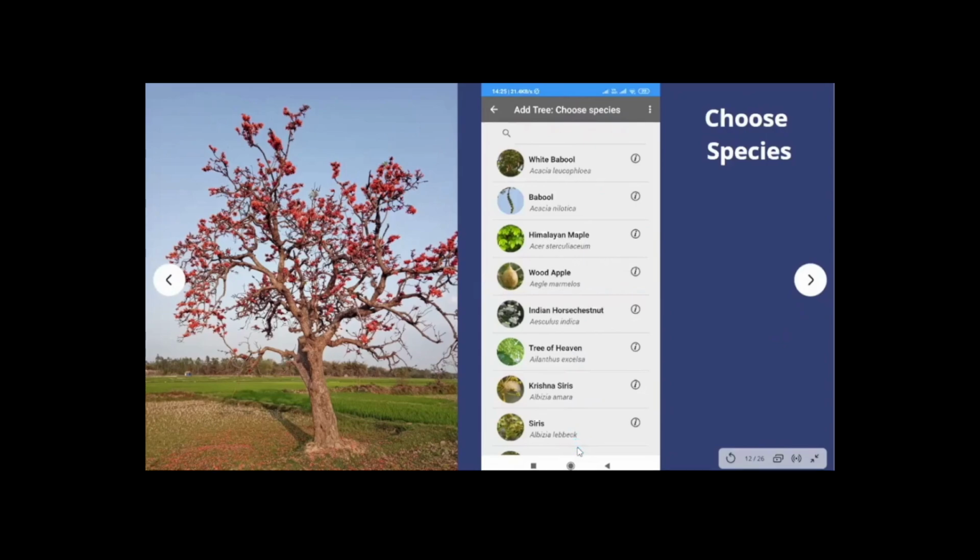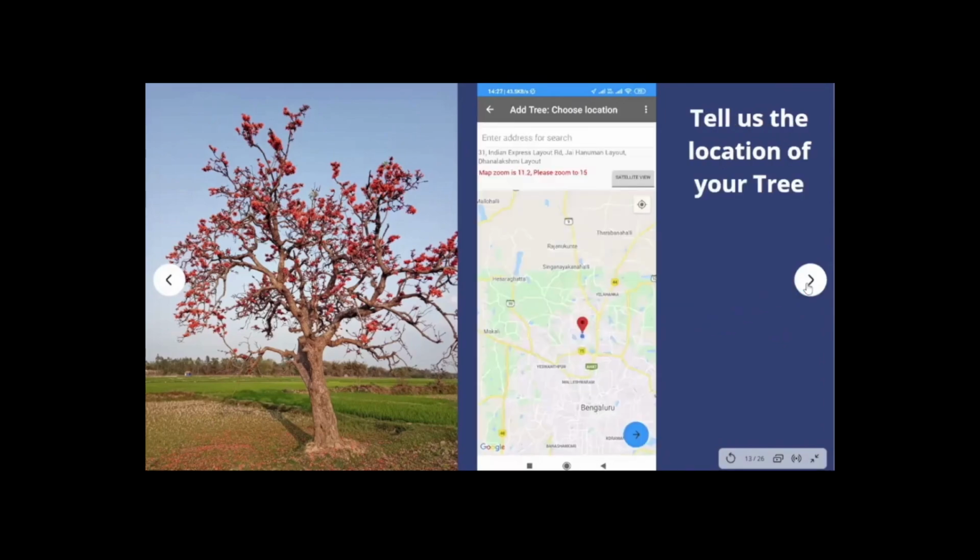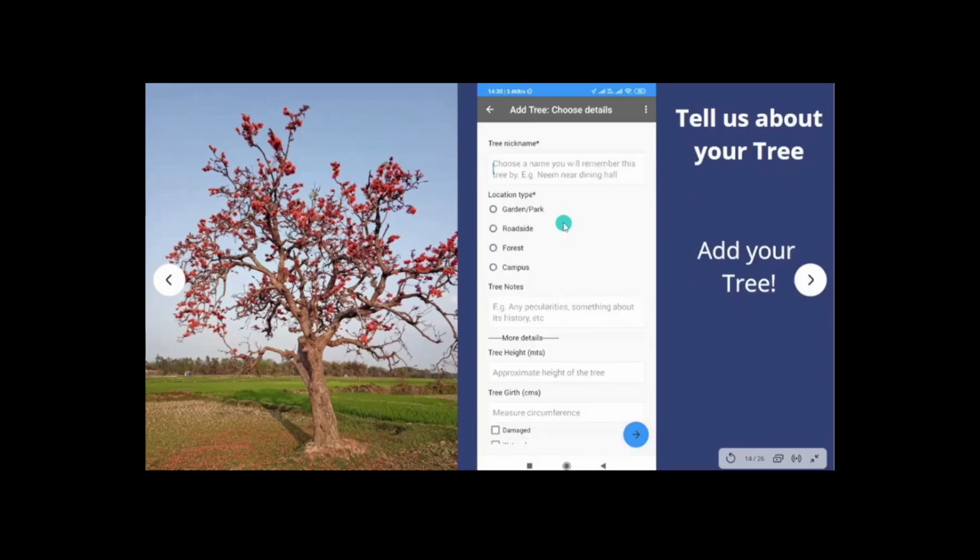So at present, we are monitoring 130 plus species that are commonly found across India. You choose the species from that list, and then you tell us where your tree is located. So on the map, you provide a location for your tree. Once you've done that, you give a nickname to your tree.